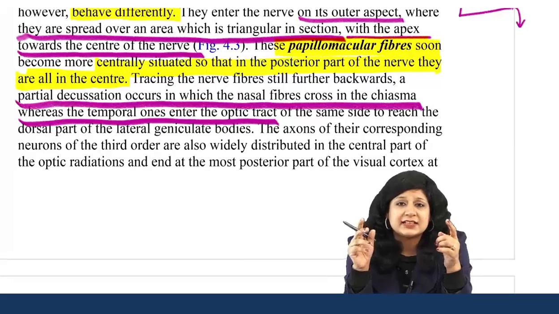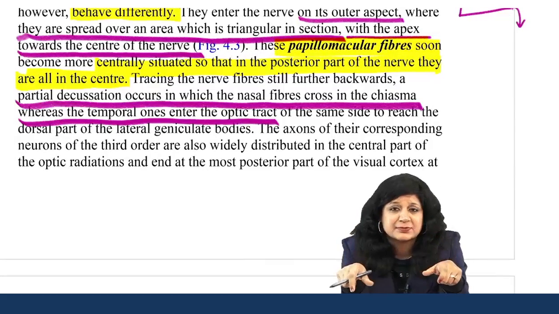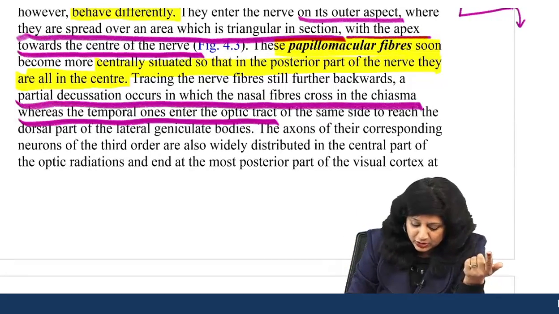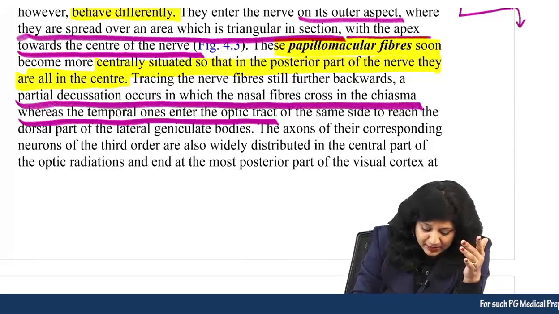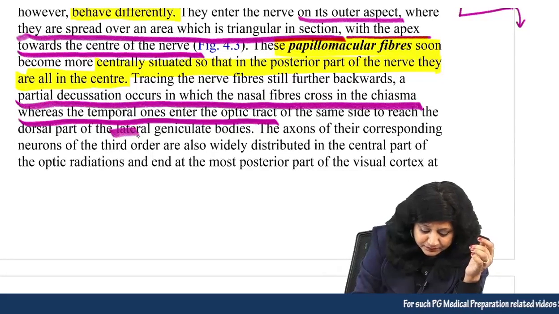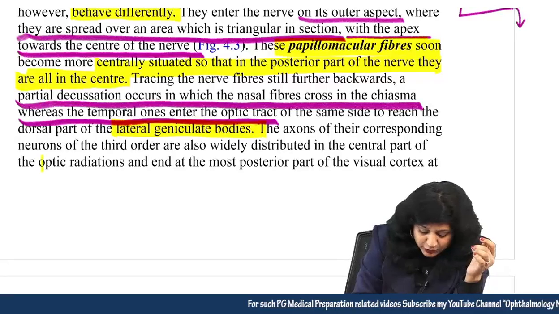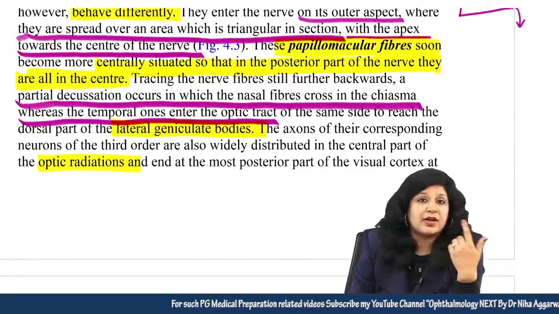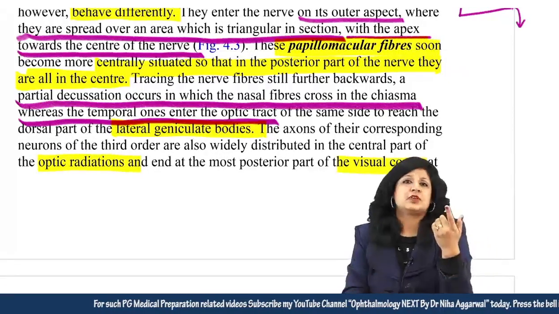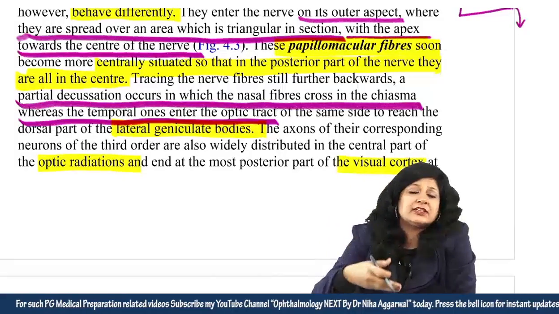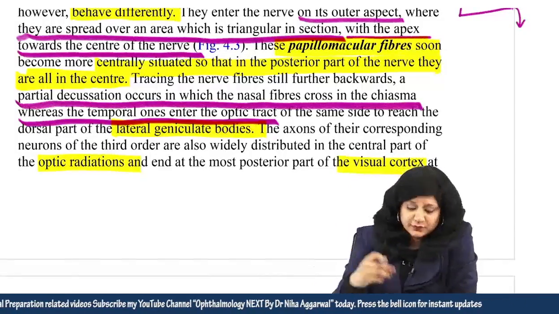So they are saying that they are synapsing in the third order, that is your lateral geniculate body. After this lateral geniculate body, they go to what you call the optic radiations, and finally they will be going to the visual cortex. So they have just theoretically told you the whole of your visual pathway.